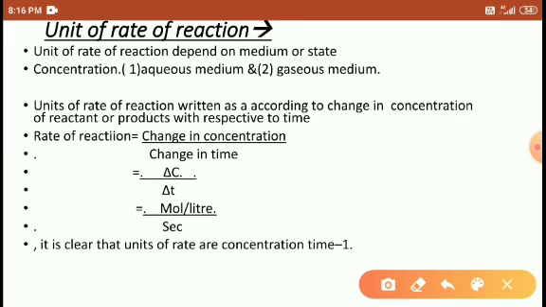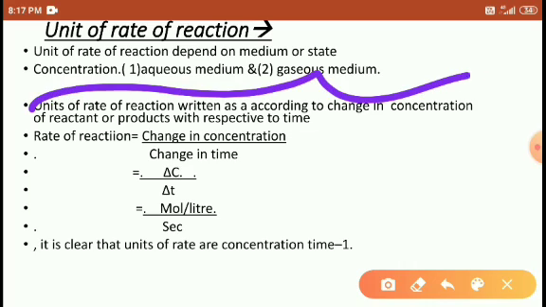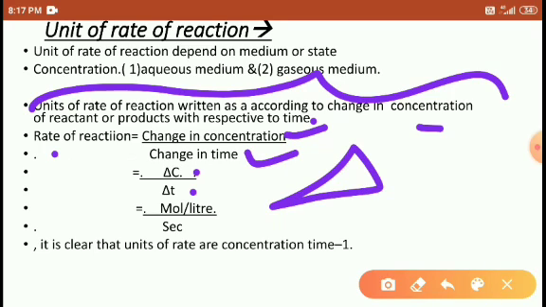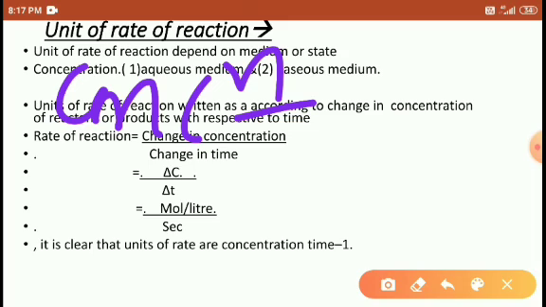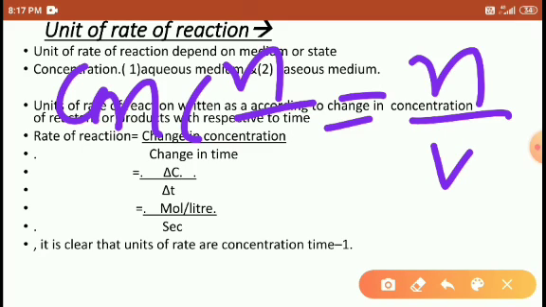Okay, the unit of rate of reaction is written according to the change in concentration of reactant or product with respect to time. Right, students? So here the rate of reaction is equal to change in concentration by change in time. The change in concentration is designated as delta C and the time is delta T. So delta here indicates the change, that is final minus initial. And we know that concentration means the moles by volume. N is the moles, V is the volume.